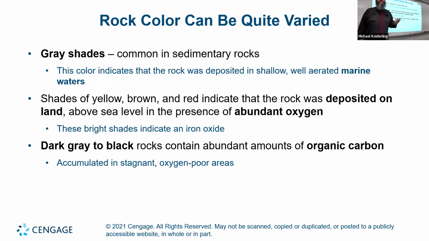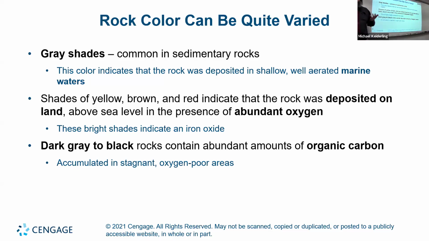So the color of rocks can vary quite a bit, and it can tell you interesting things about the sedimentary rock. Gray shades are pretty common in sedimentary rock. This indicates the rock was deposited in shallow, well-aerated marine water. Shades of yellow, brown, and red indicate the rock was deposited on land above sea level where there was abundant oxygen, because these colors come from iron oxide. Basically the iron compounds had a chance to rust, so there was plenty of oxygen for that to happen.